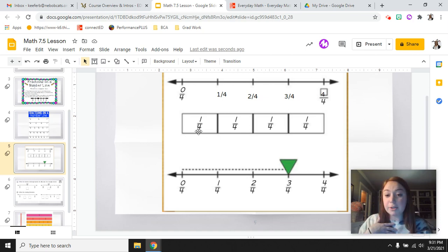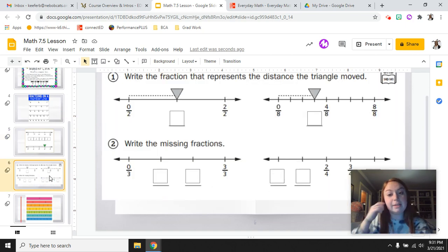See how this helps you with your fraction strips, because they just break it apart in a different way. So if I told you to mark 3/4 on your number line, you would put your triangle here. So that's what we're going to practice on the next slide, okay?